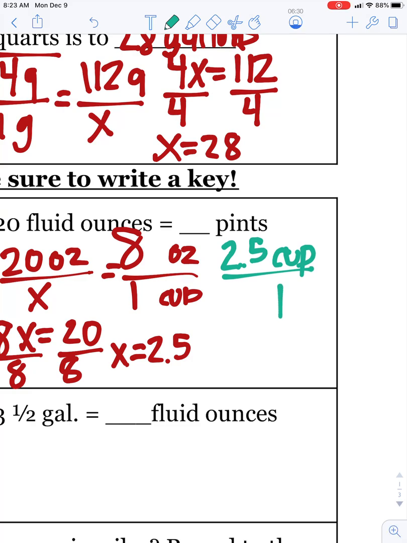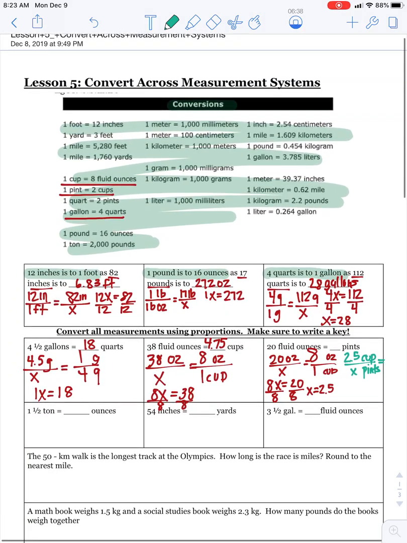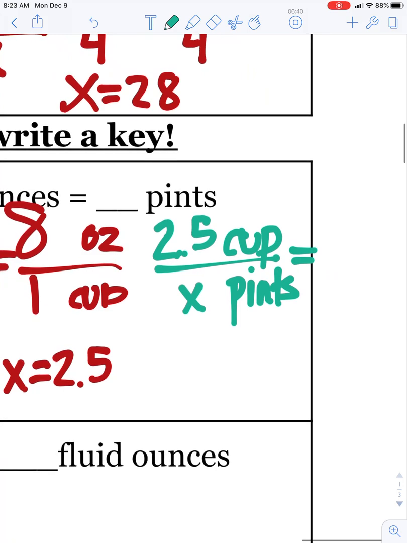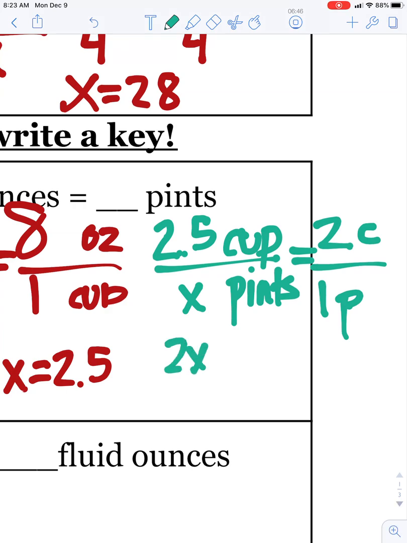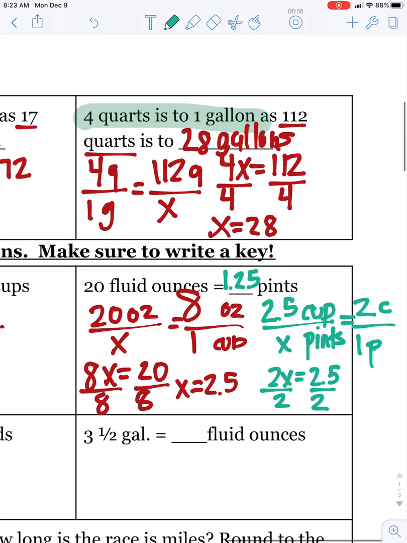cups over, and this time we know we're going to pints. That's our X. So go back to that table. So it's 1 pint is 2 cups. So 1 pint has to go on the bottom, 2 cups on top. That's 2x equals 2.5. Divide by 2 on both sides. And that gives me 1.25 cups or pints.